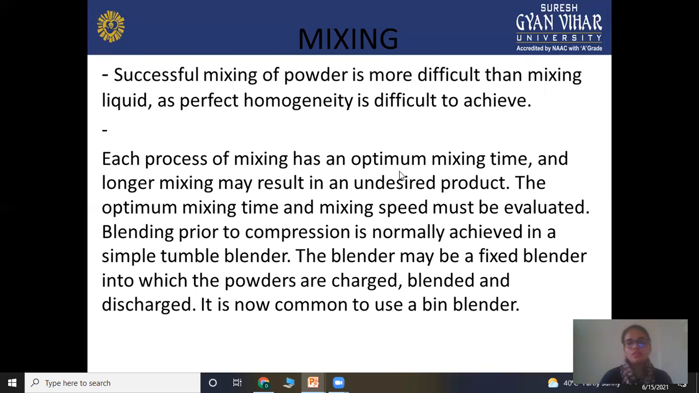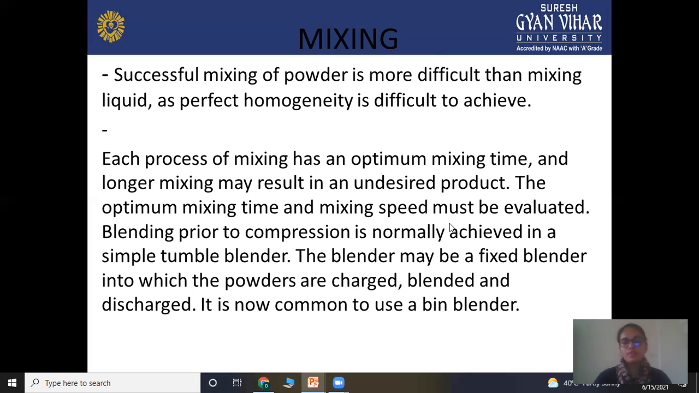Each process of mixing has an optimum mixing time, and a longer mixing may result in an undesirable product. This means you should maintain a particular mixing time, or set the mixing time for a specific period, because if mixing takes place for a long time, there may be chances that longer mixing may result in an undesirable product which is not suitable for your formulation. So mixing is a very important process for tablet formulation, but you should fix and maintain a specific time for this mixing.